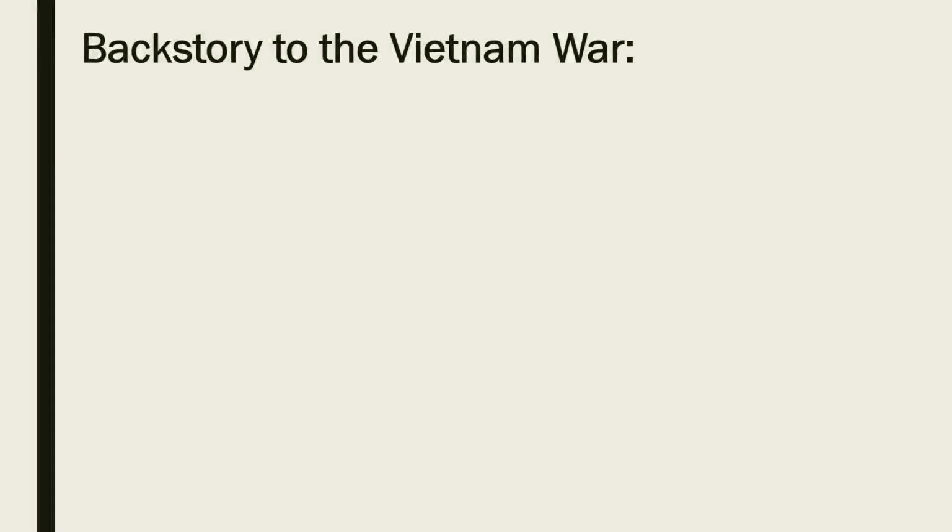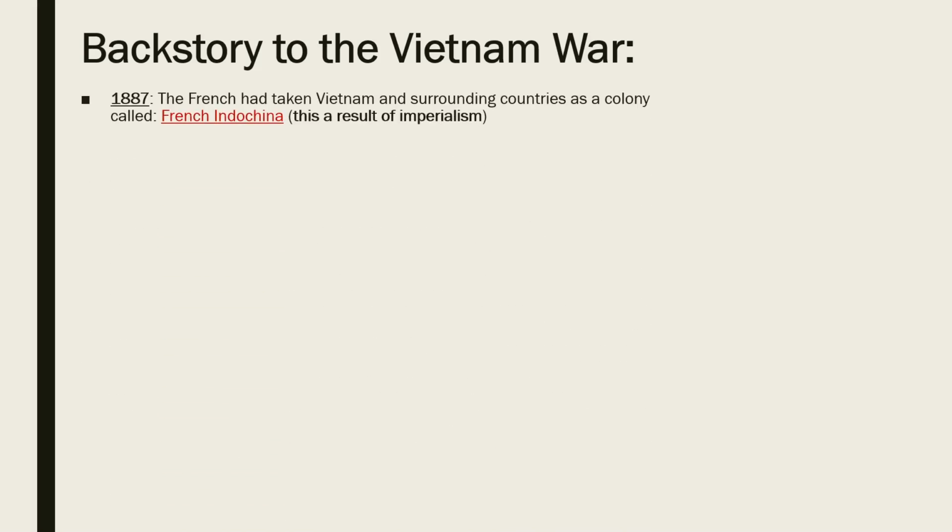Hey everyone, we're going to talk about the origins of the Vietnam War today and what happens to get the United States involved in this war. So, we're going to quickly talk about a brief history of what has been going on in Vietnam, starting with 1887, a long time ago from where we're talking about right now.